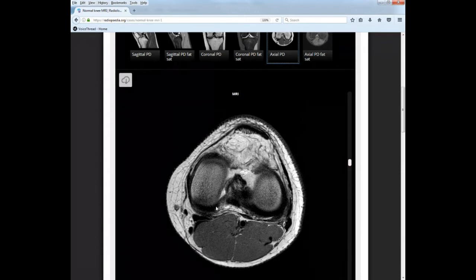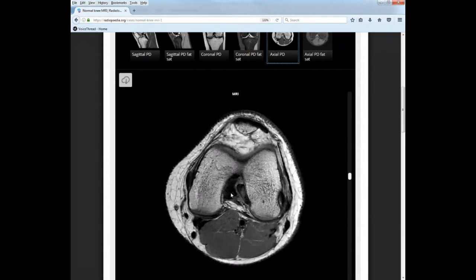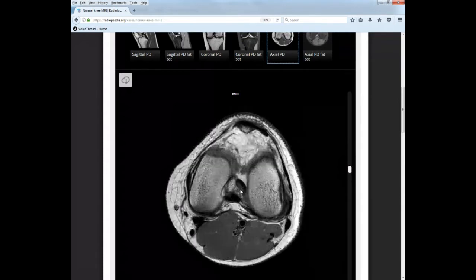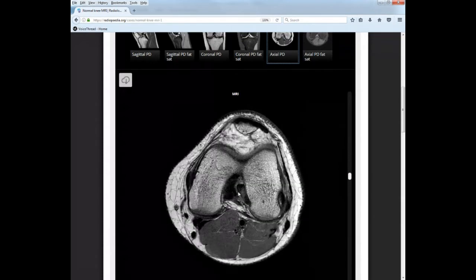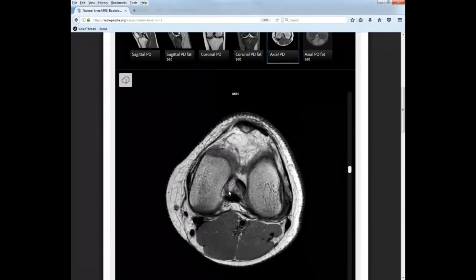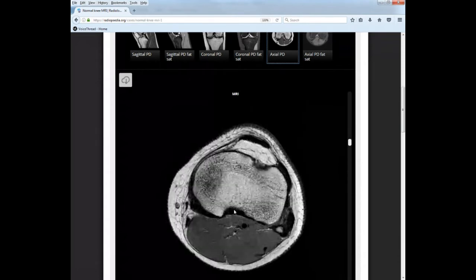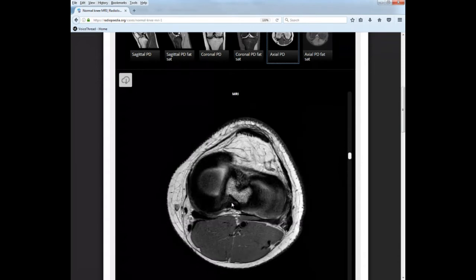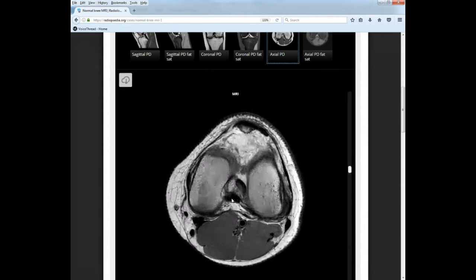ACL and PCL. PCL is the meatier of the two. So if ever you're going to be a little bit confused, look for whichever one of the two is bigger, because they do kind of crisscross a little bit. The bigger one is going to be the PCL. So right here, this is your PCL. All right, here's a nice cross section of the PCL. Here's a little kind of tangential of the ACL.